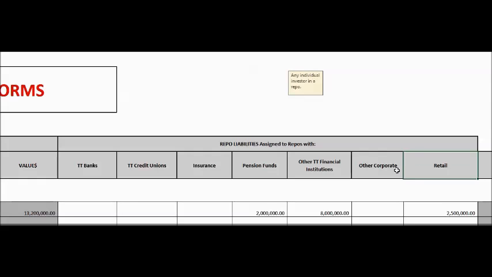investors. Other corporate. The broker-dealer is required to state the total value of its repo liabilities to all other corporate entities that are not a commercial bank, credit union, insurance company, or other financial institution.